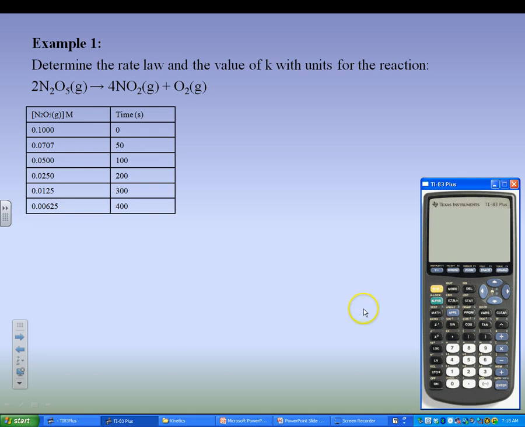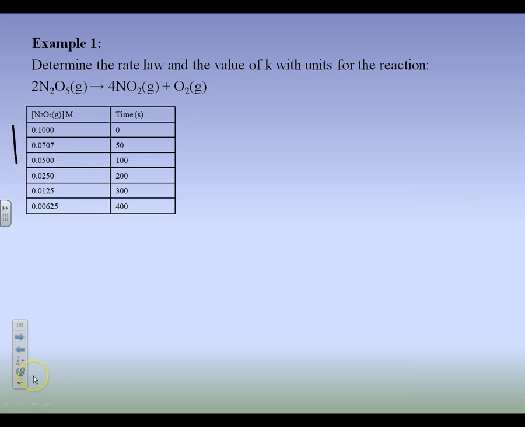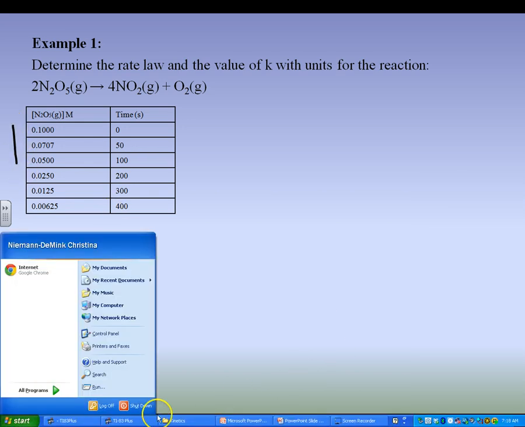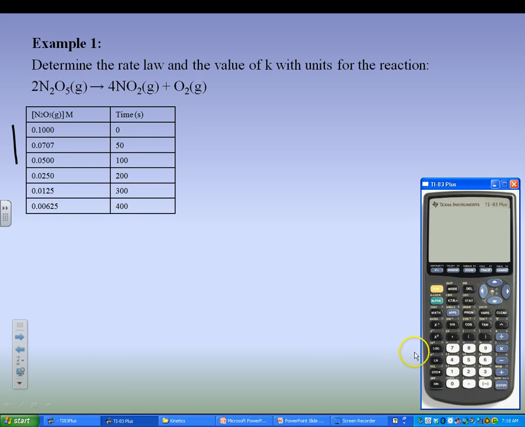Okay, determine the rate law and the value of K with units for the reaction, and we've got N2O5. Now you see we've got our data table of information there. We've got our data table here. So now we're going to enter this information into our calculator.